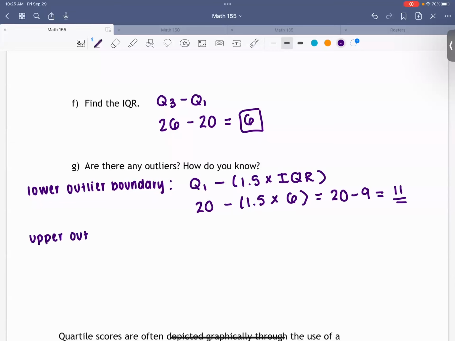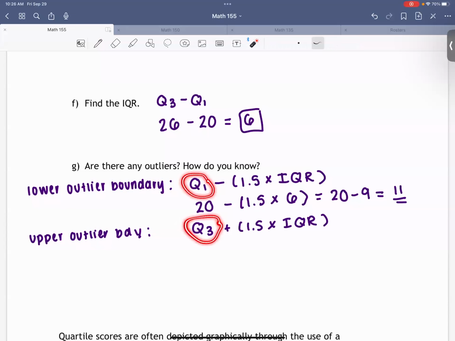Upper outlier boundary. Okay, does anyone remember the formula for the upper outlier boundary? Miranda? Q3 plus 1.5 times your IQR. Perfect. And really, as long as you know the lower outlier boundary, it's basically the same thing except Q3 is there instead of Q1, and we're adding instead of subtracting. So literally only 2 differences between these 2 formulas.